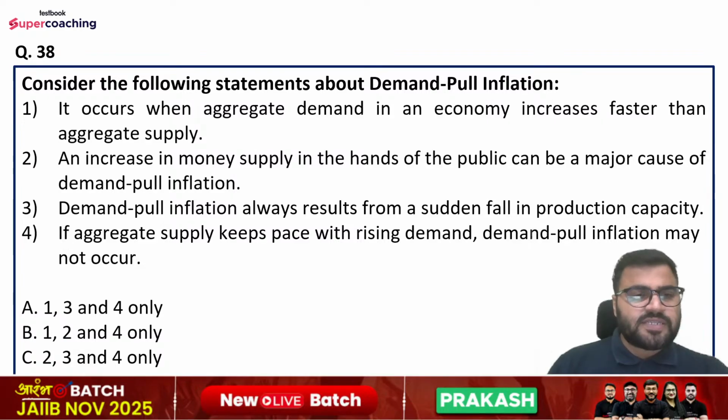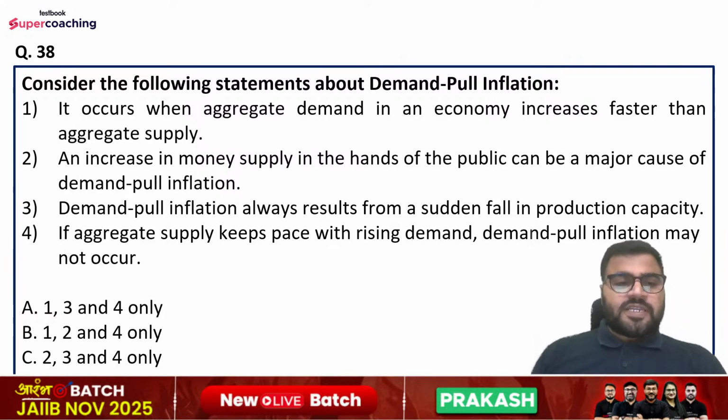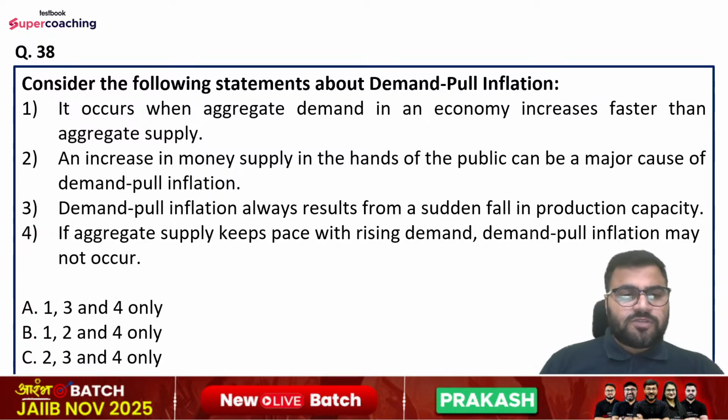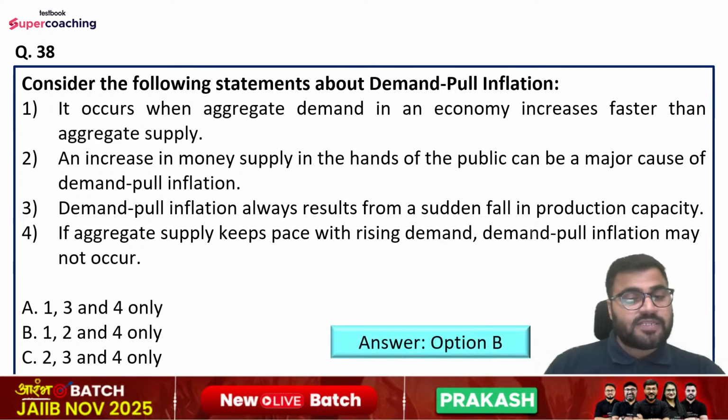Question number 38. Consider the following statements about demand pull inflation. Statements are it occurs when aggregate demand in an economy increases faster than aggregate supply. An increase in money supply in the hands of the public can be a major cause of demand pull inflation. Demand pull inflation always results from a sudden fall in the production capacity. Statement number 4 is if aggregate supply keeps pace with rising demand, demand pull inflation may not occur. Options are first, third, and fourth only, first, second, and fourth only, second, third, and fourth only, or first, second, and third only. So right answer is option number B, that is first, second, and fourth only.